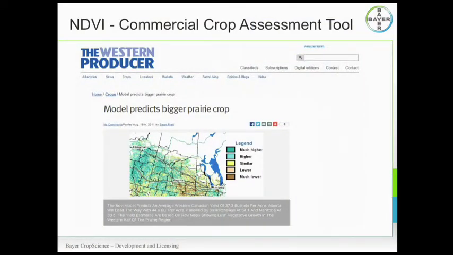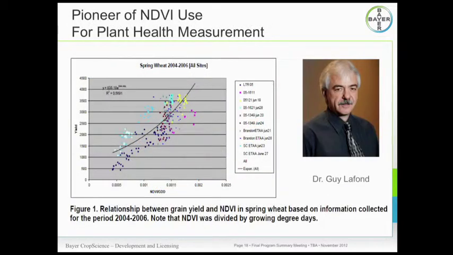If we bring that closer to home, though, in terms of research work in Western Canada, it's almost 10 years now since some of the first pioneering work was done by the late Dr. Guy Lafond from Agriculture and Agri-Food Canada at the Indian Head Research Station. And he was one of the first ones in Canada to draw a relationship between NDVI and grain yield in spring wheat. And most of his work was dealing with fertility, but showed a clear correlation between NDVI and yield.